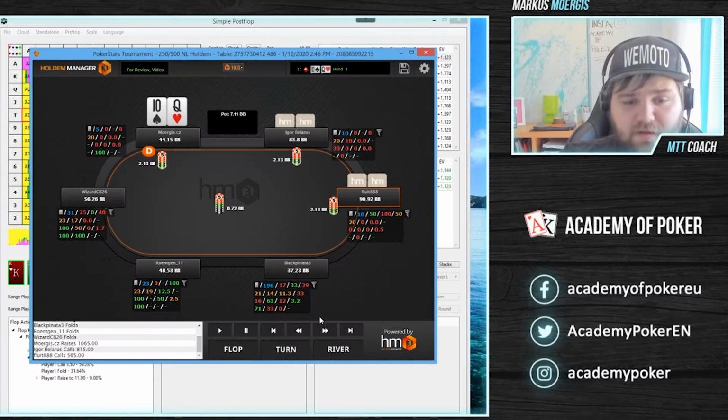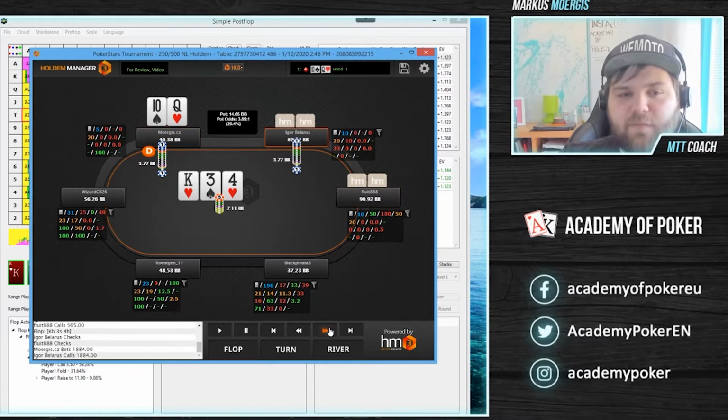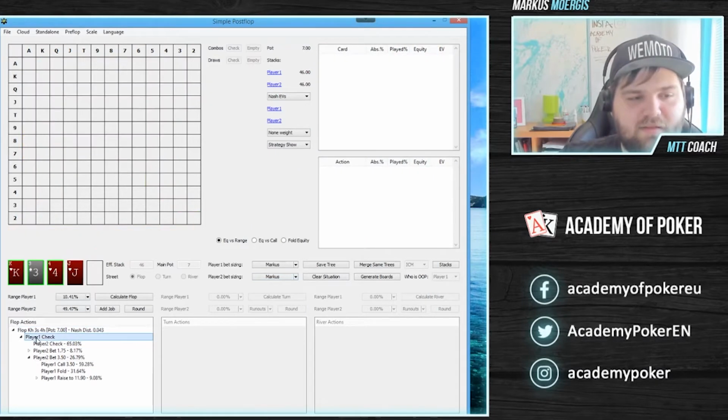Let's see a flop. You can already see it in the GTO. We got a King 3, 4 board. We see 2 checks. I continue for half the pot, and the small blind calls. You already see the turn, but that doesn't matter because it's here as well. So let's have a look.